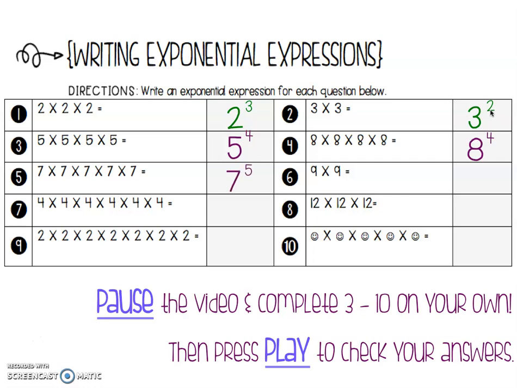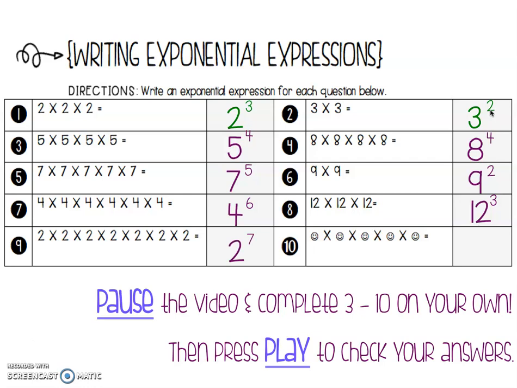Number 5 is 7 to the 5th. Number 6 is 9 squared. Number 7 is 4 to the 6th. Number 8 is 12 cubed, or 12 to the 3rd power. Number 9 is 2 to the 7th.